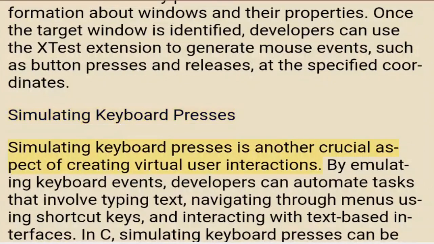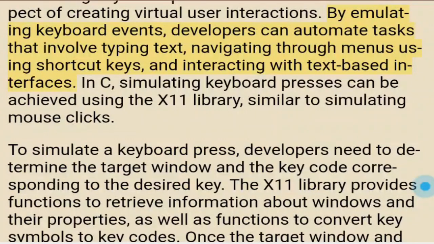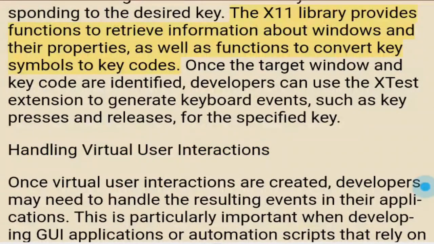Simulating keyboard presses. Simulating keyboard presses is another crucial aspect of creating virtual user interactions. By emulating keyboard events, developers can automate tasks that involve typing text, navigating through menus using shortcut keys, and interacting with text-based interfaces. In C, simulating keyboard presses can be achieved using the X11 library, similar to simulating mouse clicks. To simulate a keyboard press, developers need to determine the target window and the key code corresponding to the desired key. The X11 library provides functions to retrieve information about windows and their properties, as well as functions to convert key symbols to key codes. Once the target window and key code are identified, developers can use the XTest extension to generate keyboard events, such as key presses and releases, for the specified key.